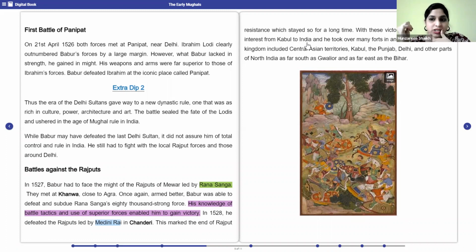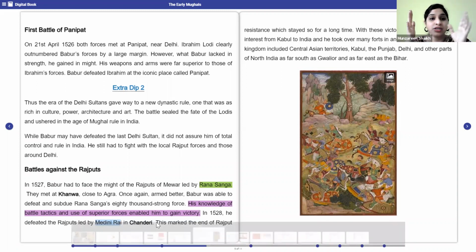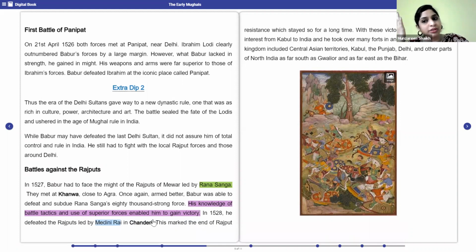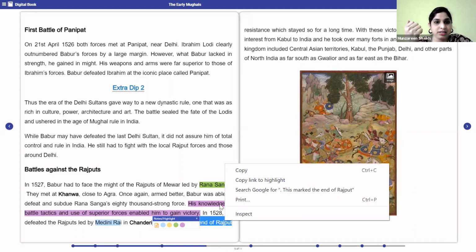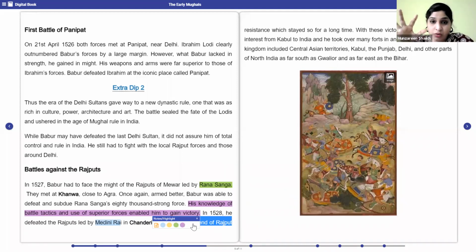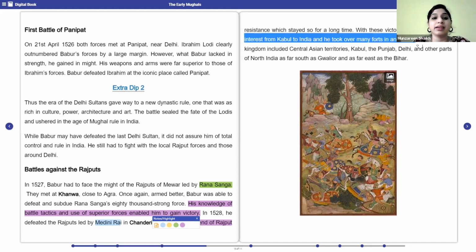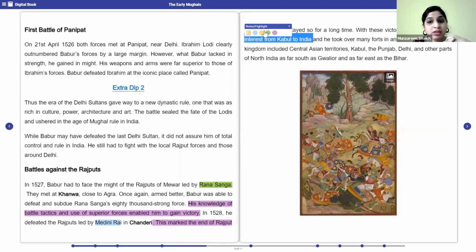Please underline that he shifted his interest. It marked an end of the Rajput rule. Underline that he shifted his interest from Kabul to India. After that, as we all know, once he shifted his interest to India, he started expanding his territories towards the north, towards the south, towards the east.